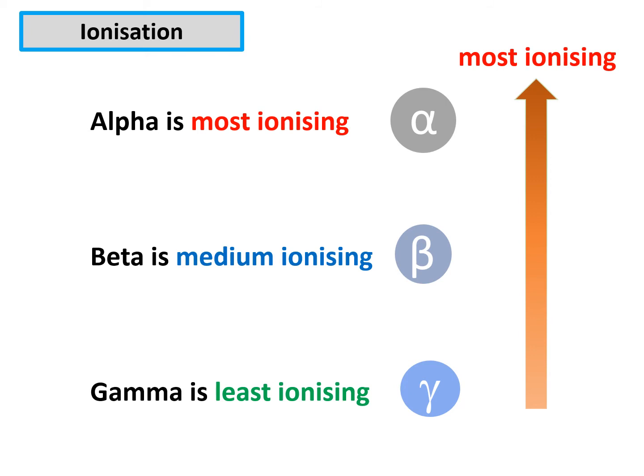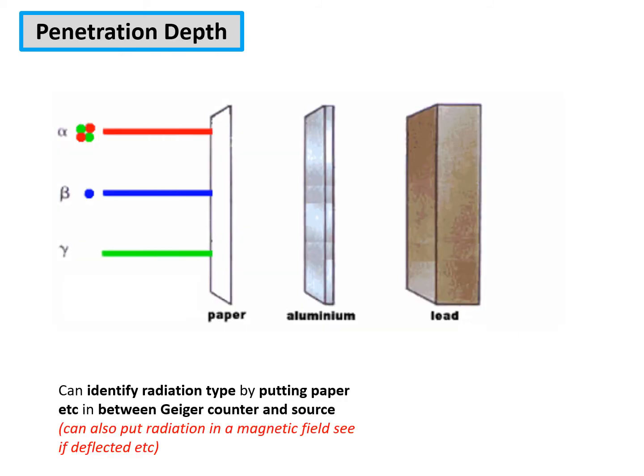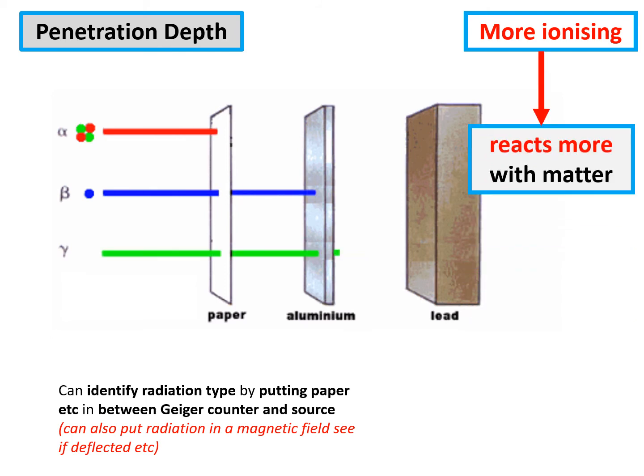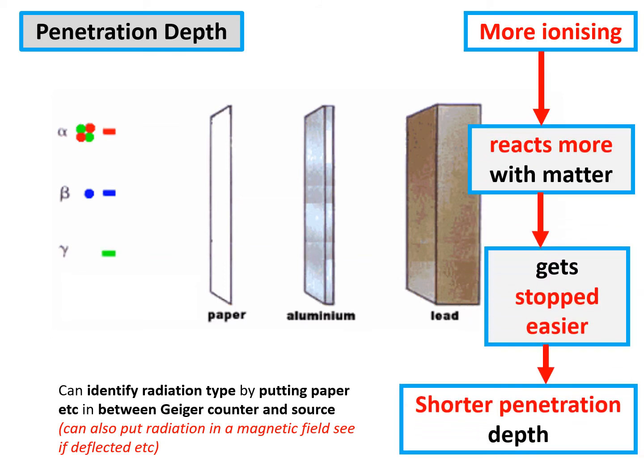Alpha radiation is the most ionising, beta radiation is medium ionising, and gamma radiation is the least ionising. That means that the more ionising something is, the more it reacts with matter, it gets stopped easier, so it has a shorter penetration depth. Alpha particles will be stopped by paper and typically only travel a few centimetres. Beta particles need to be stopped by aluminium and they'll travel a longer distance, maybe 10 centimetres to 15 centimetres. And gamma rays will travel a much longer distance and be stopped by lead.